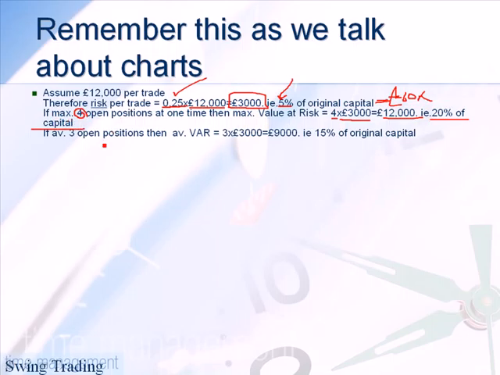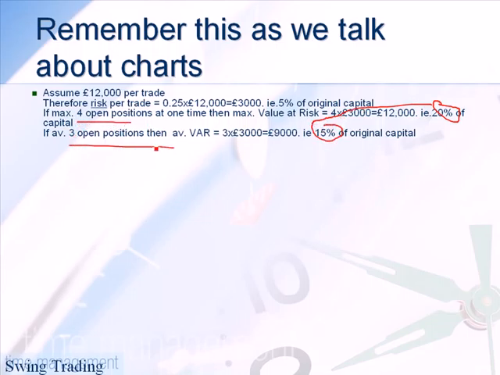You would lose 20% of your entire trading capital if all 4 trades which were open went wrong. Similarly, if only 3 were open at any one time, you'd lose 15% of your original capital. So you can see what your value at risk at any one time is, between 20 to 15% of your total capital, but you'd need 4 wrong trades hitting their maximum worst position.